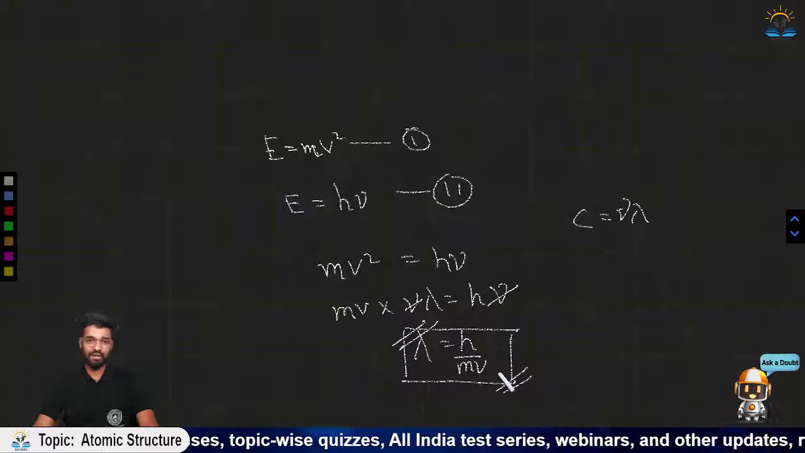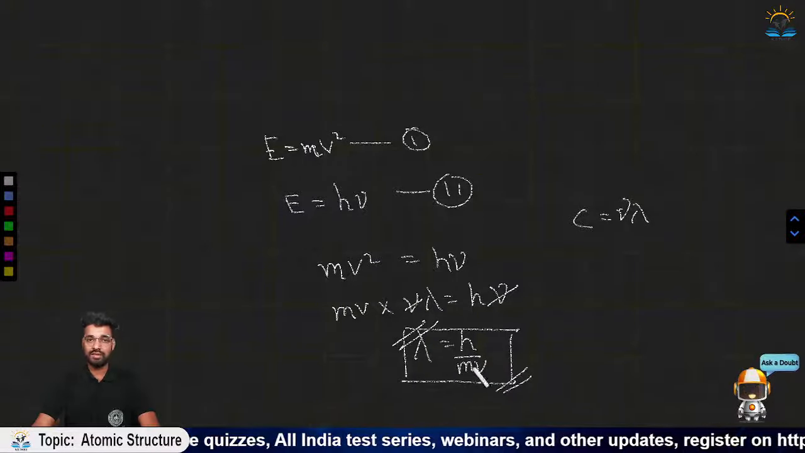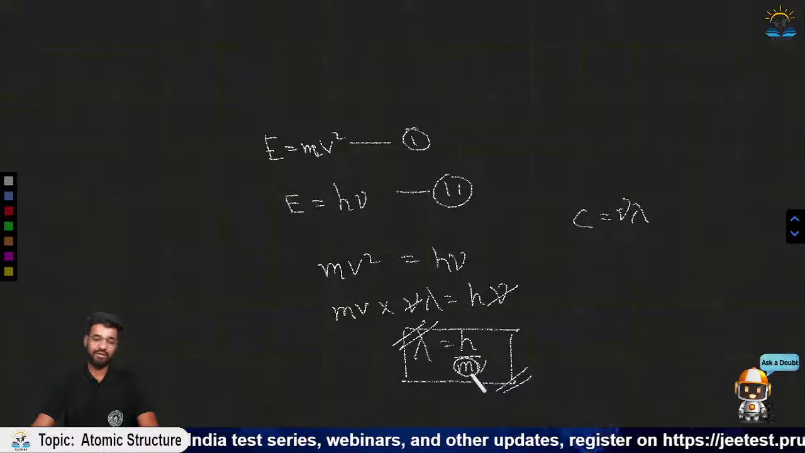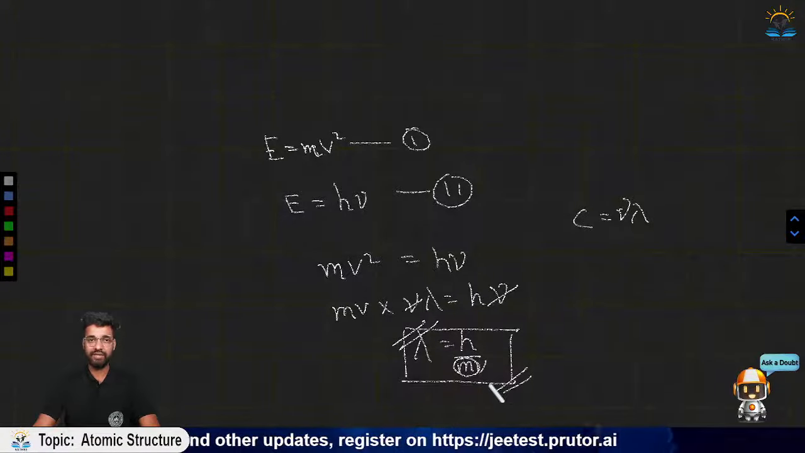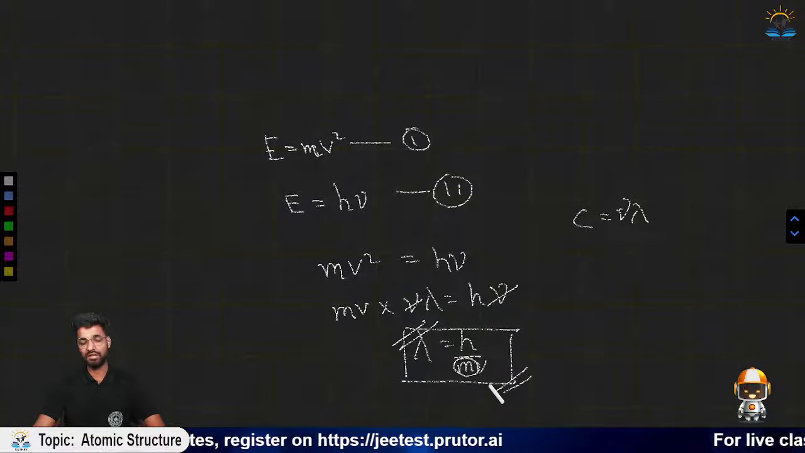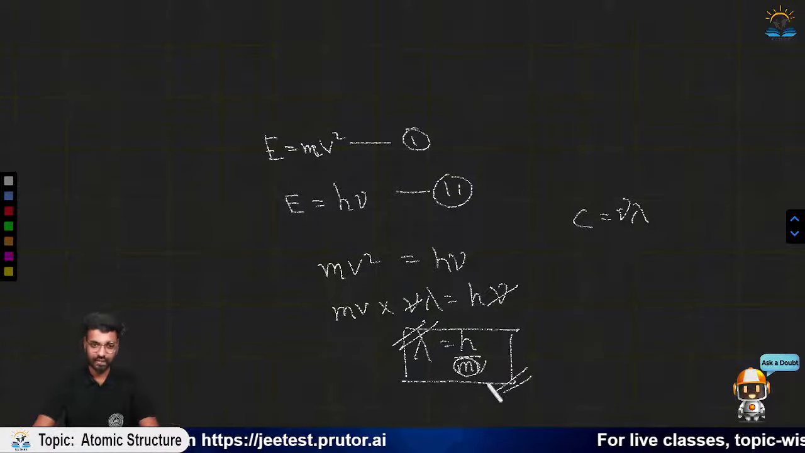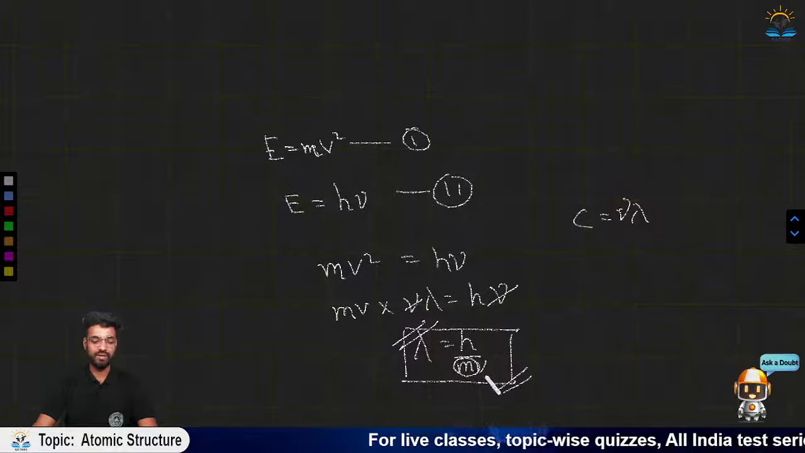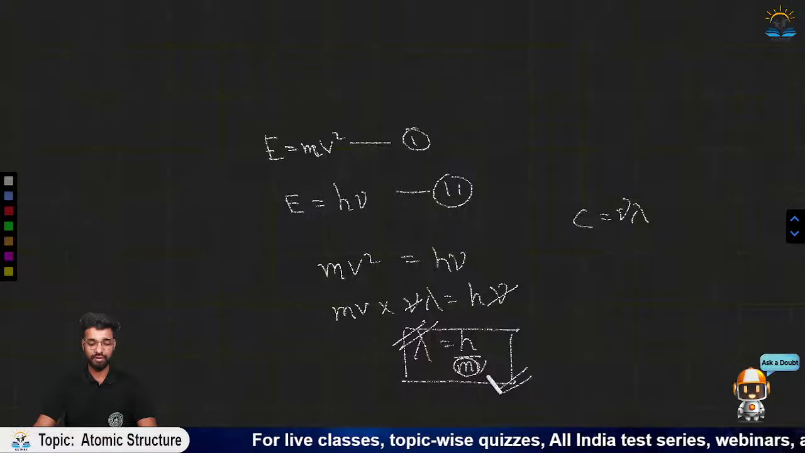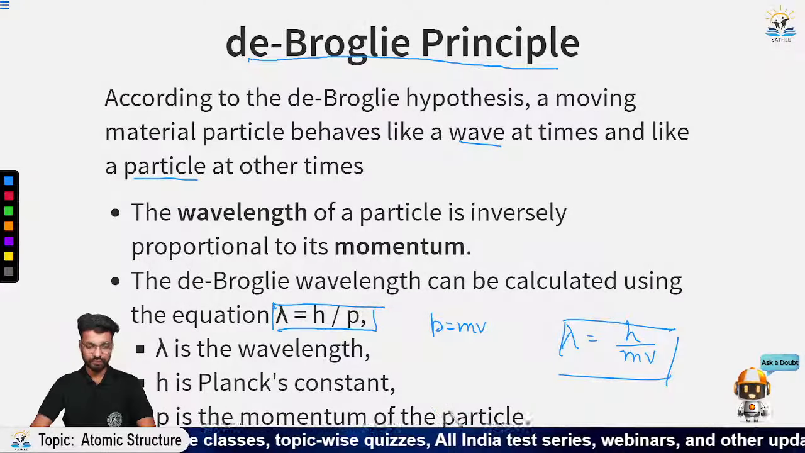But the main problem here is that its mass is so large that the wavelength becomes so small and insignificant compared to the size of that car. Due to this reason, this lambda is only significant for elementary entities like the electron, proton, or neutron.